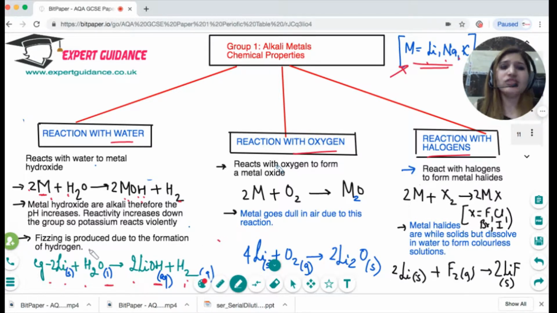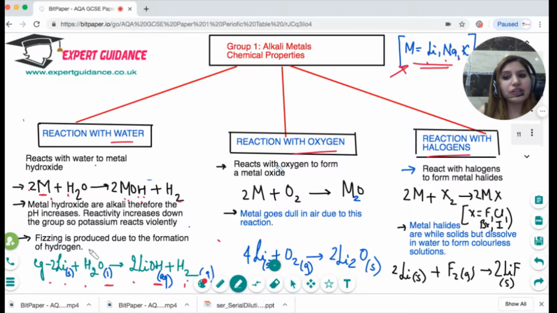Now the question can come, what is the observation of this reaction? You can easily say that we will see the solid decreasing in size or mass. And since hydrogen is being produced, which is a gas, we'll see fizzing. And they can ask you the test for hydrogen. It's a squeaky pop test. Metal hydroxide is formed, which is an alkali, and therefore they can ask you what will be the pH. There'll be an increase in pH.